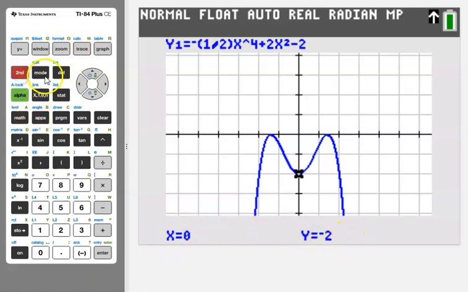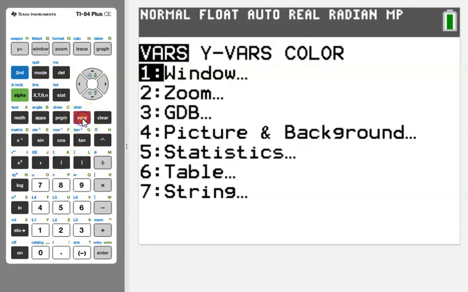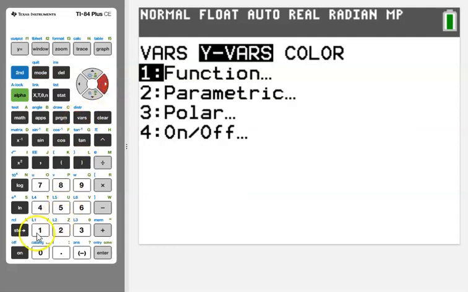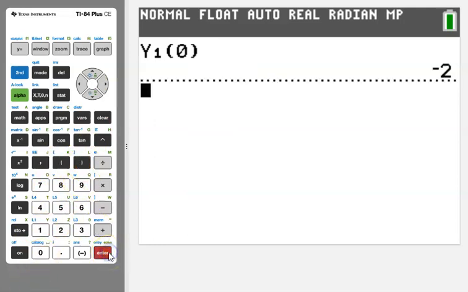But I do want you to see on the home screen a way to find the y-intercept. Use your function by typing variables, y variables, 1, 1, and input 0. If you put a 0 into your function, the output is your y-intercept. So that's your negative 2. So 0, or it's the y-coordinate of your y-intercept. So that's your negative 2. All right, let's move on to the next part.